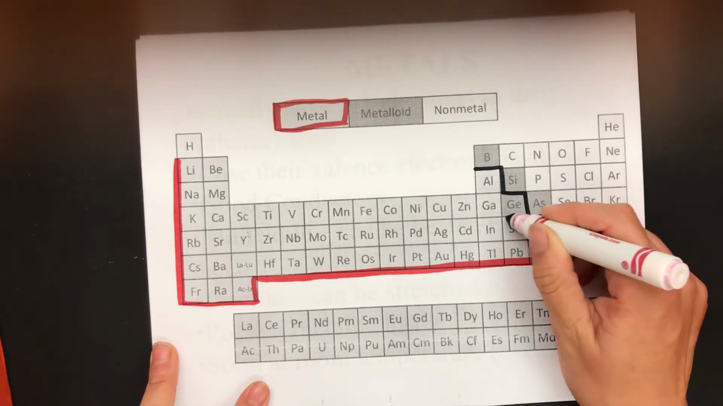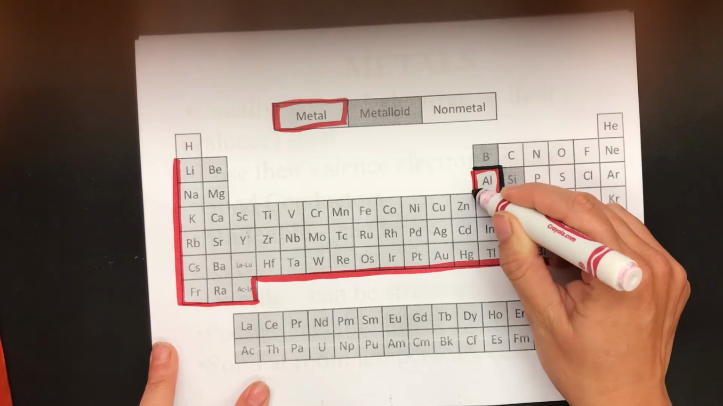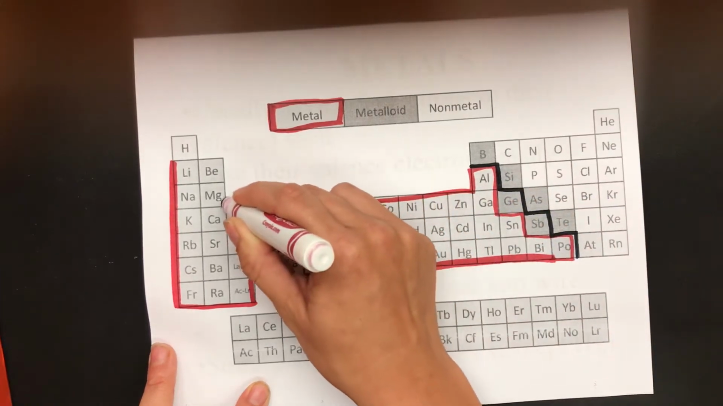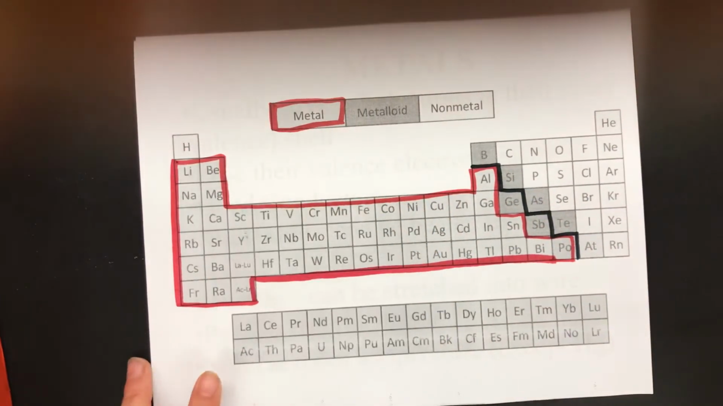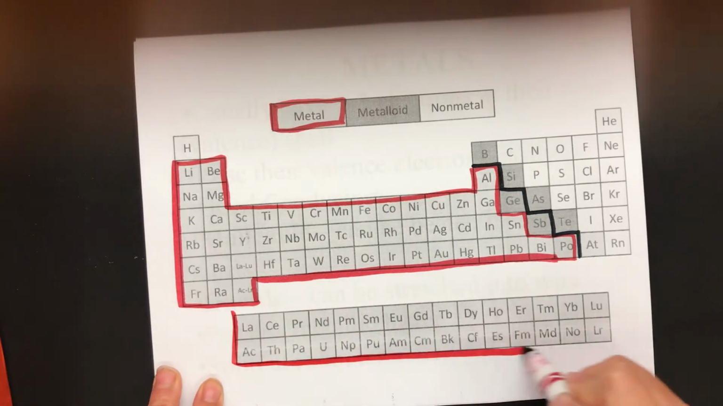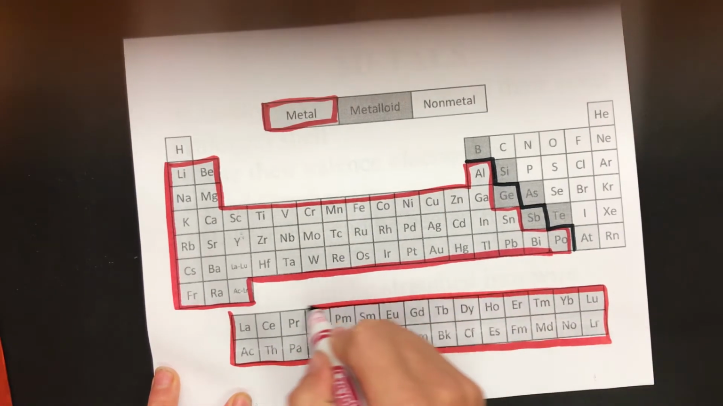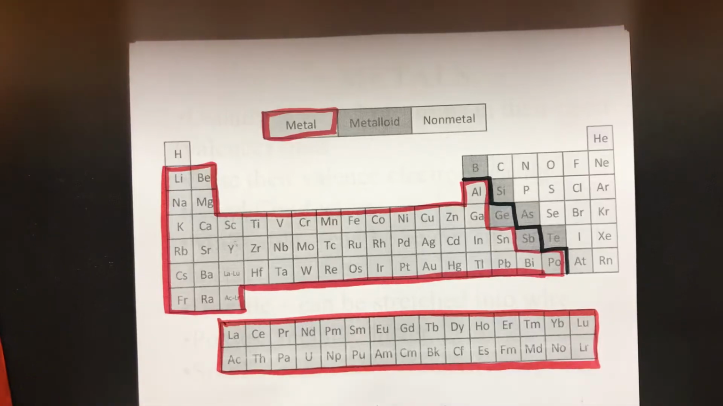And you're simply going to outline where your metals are. Just outline, just like that. And then this chunk at the bottom. Those are your metals. Use a color you didn't use before.